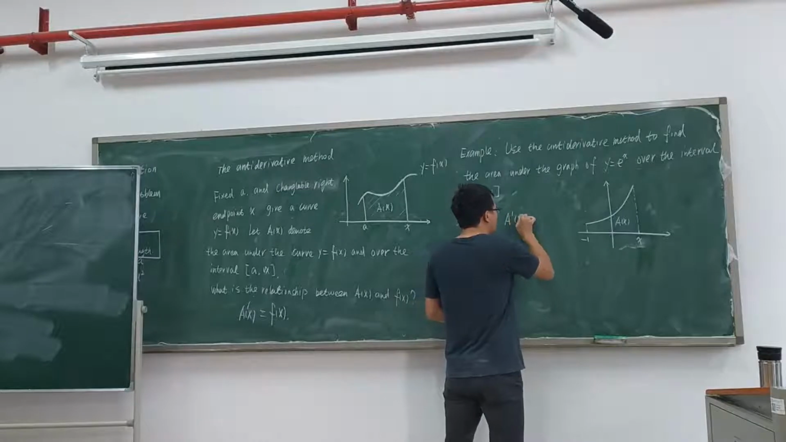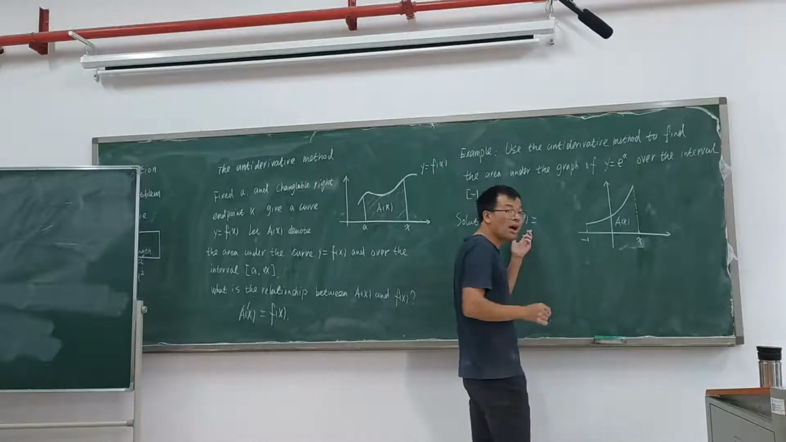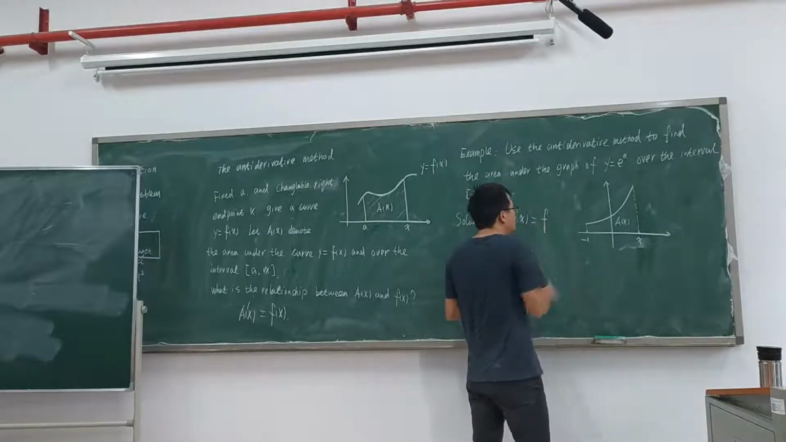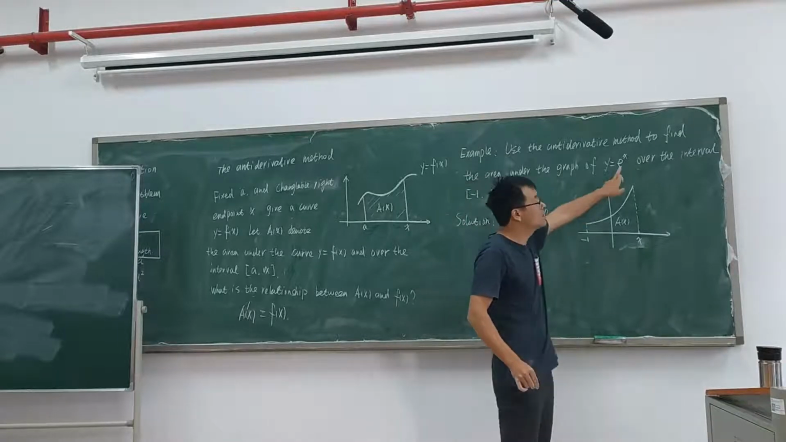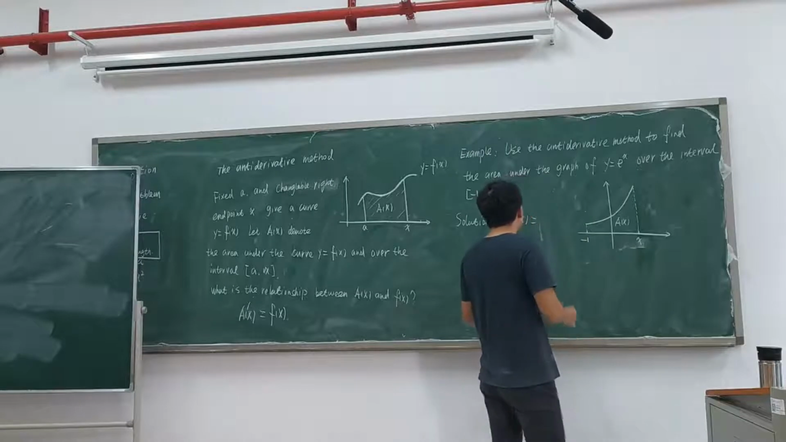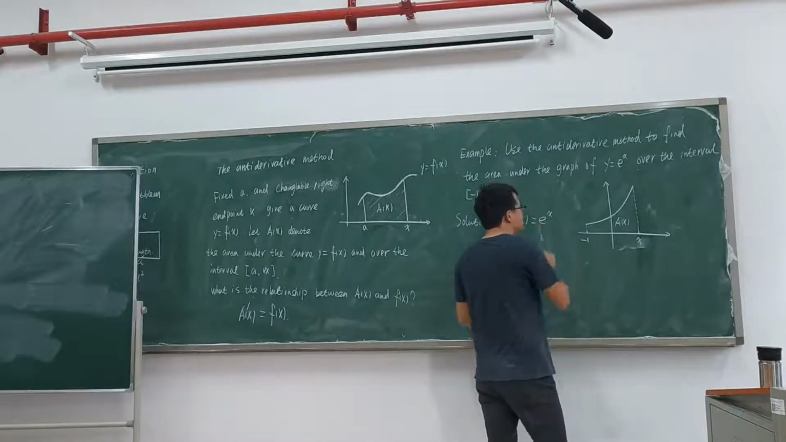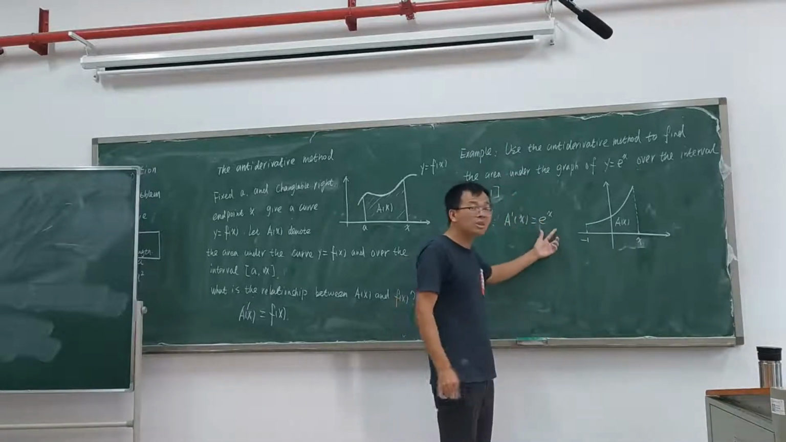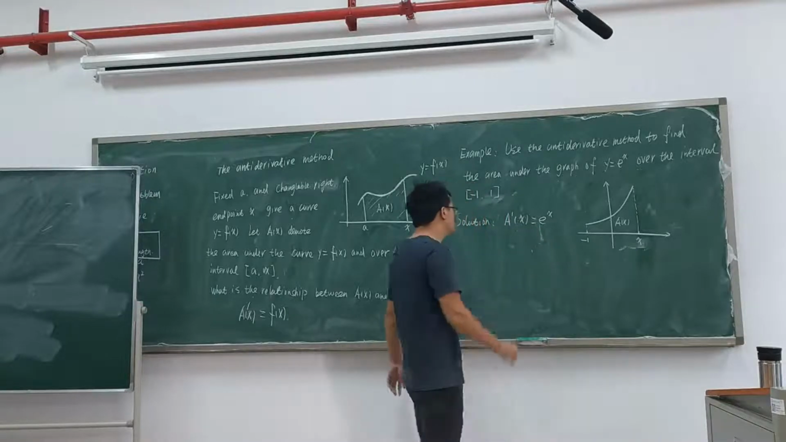A prime equal to what? A prime equal to f. Yes. So this function f is what? f is e^x. Yeah. So here means A prime equal to e^x. Yeah. A prime equal to e^x. So A is equal to what?